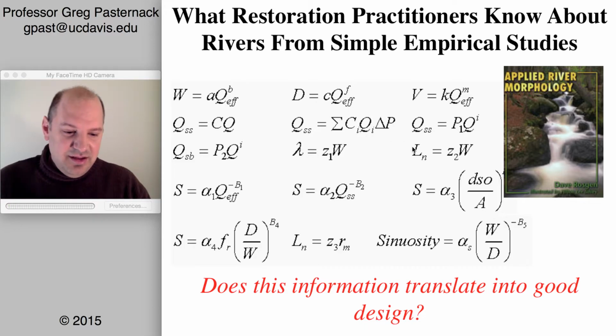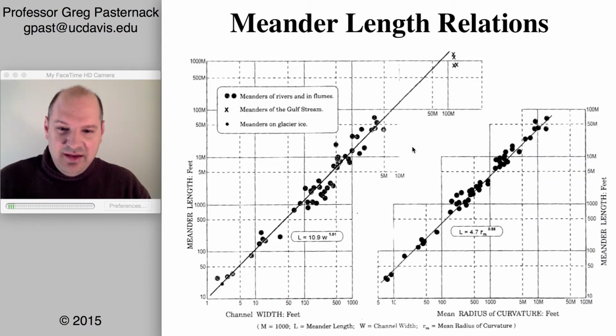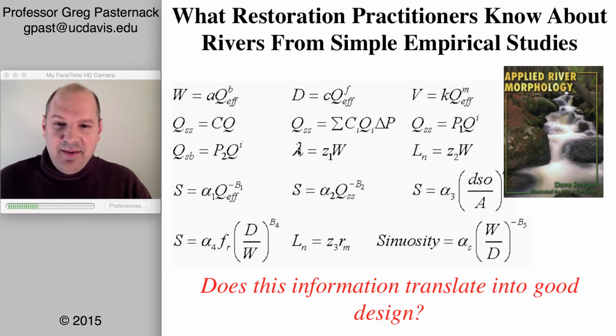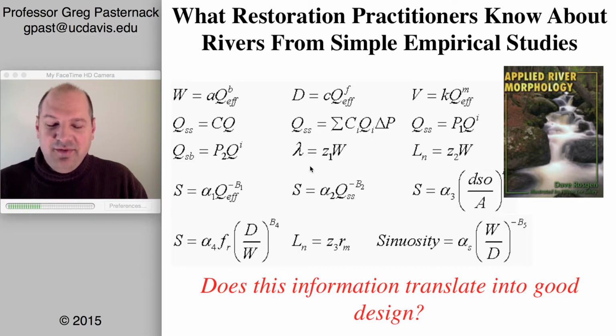Let's see, I have to think about this. Ln is meander length. I'm trying to remember what this lambda is, but it's just another wavelength or frequency or something. Okay, so then we can also look at the slope of a river, and it can also be defined.